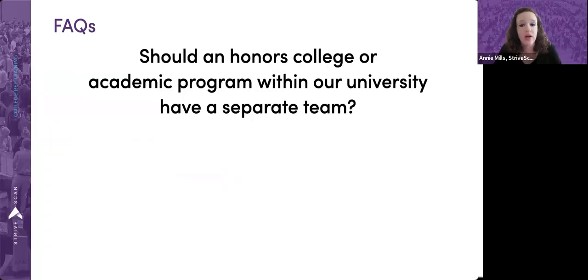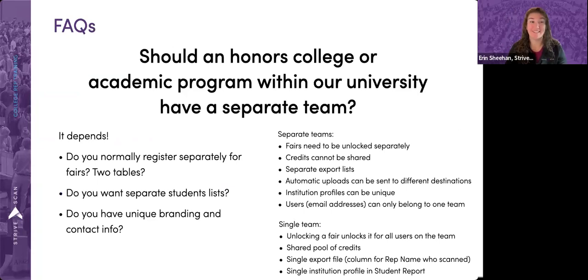Should an honors college, a college within my university, or an academic program have their own separate team? Another great question. This depends. So some things to consider. Do you normally register for fairs separately with two tables at the fair? Do you want to keep your student list separate? Do you have unique branding and contact information for each program? The reason why this matters is you may want the contact information and website links of a particular college or program to be shared with the student report after the fair. If someone on your team needs to split off on their own team, you can contact us at help@strivescan.com and we can assist with that.